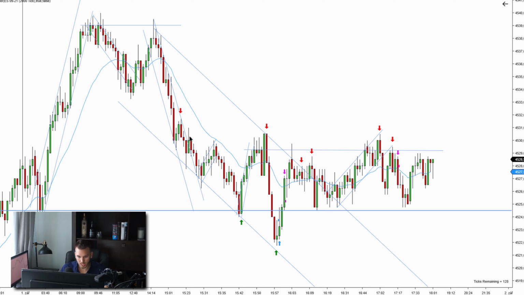We have a break of a trend line and a new low. After price breaks the trend line, most traders will attempt to create a new extreme, and this new extreme occurred somewhere around here.